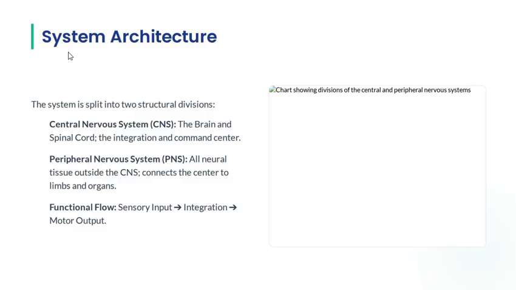There would be a chart showing divisions of the central and peripheral nervous system, but I think you can just imagine it, because apparently maybe this is testing your imagination.